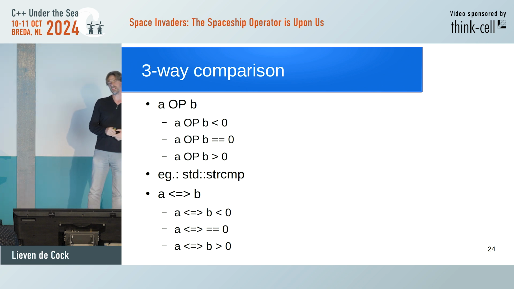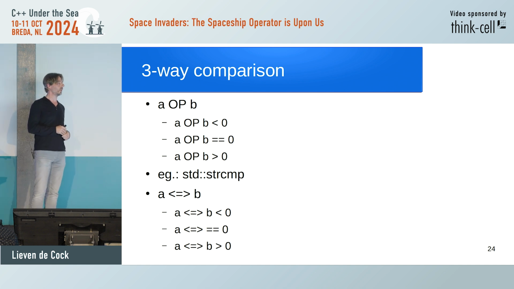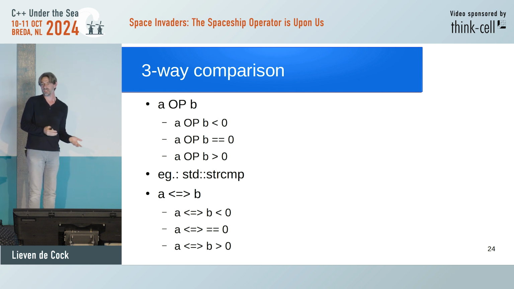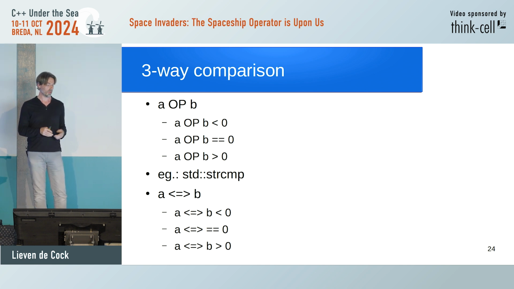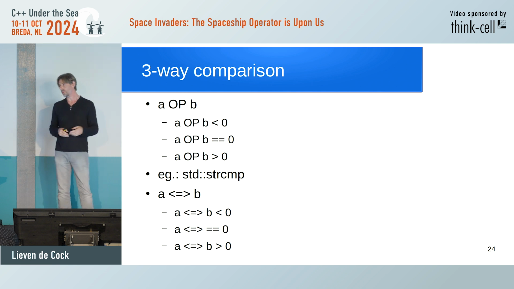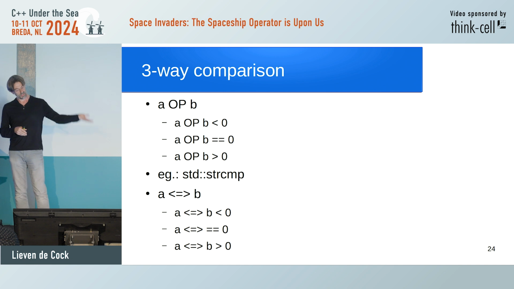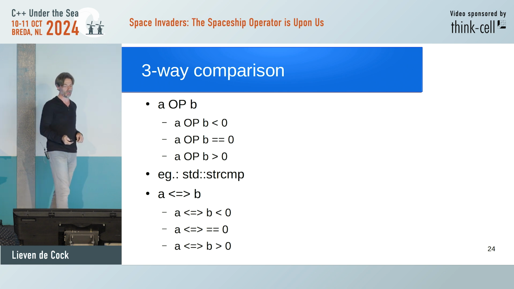I said that the return type is something which can be compared to 0. That's a well-known pattern, the 3-way comparison. A operation B actually means: is the outcome of A operation B less than 0, equal to 0, or bigger than 0? For example, the old std::string compare works in a similar way. So if we apply this to the spaceship operator, A spaceship operator B means that outcome is less than 0, equal to 0, or bigger than 0. We still haven't mentioned what the return type is. This will come later on.